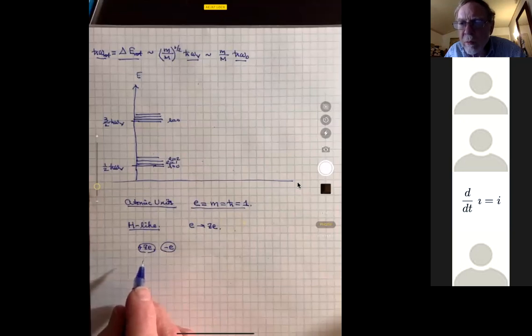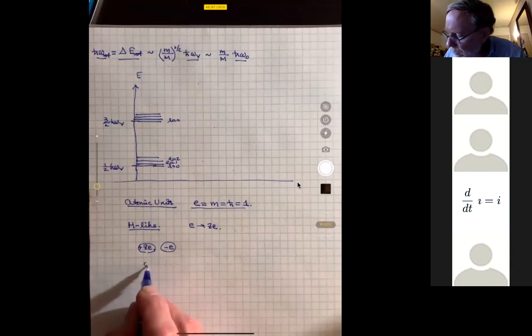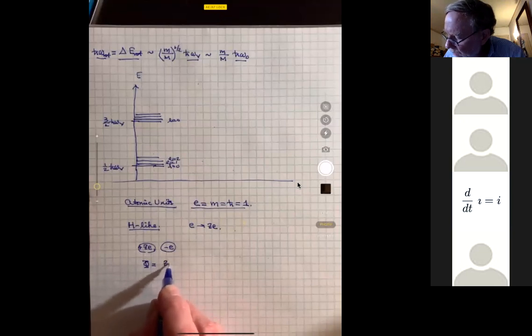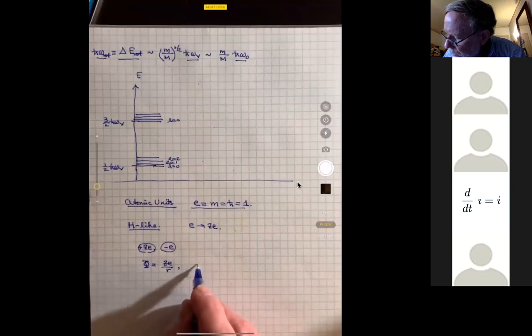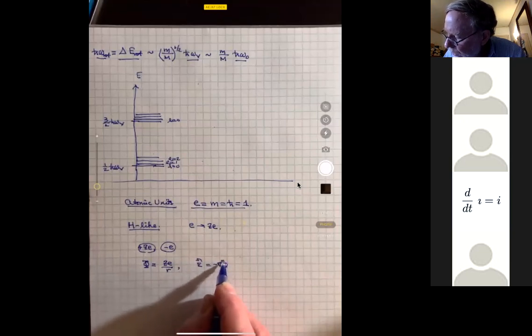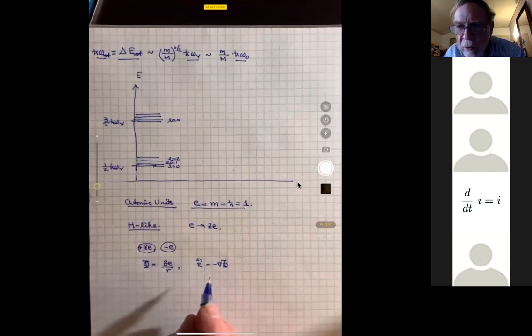Well, if the nucleus really were stationary, then you could use electrostatics to get Coulomb's law and so on, to get the electric fields and so on. So the potential then would be, if the nucleus were stationary, the potential would be Ze over r. This would mean that the electric field is equal to minus the gradient of the potential. Assuming it's really electrostatics, that would hold true.